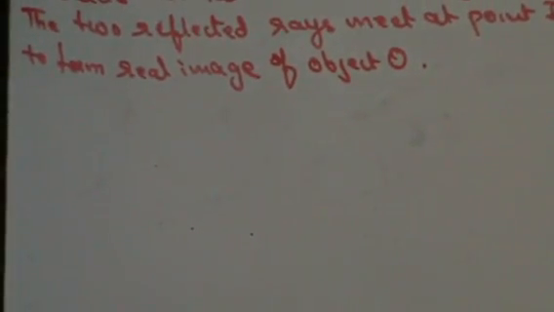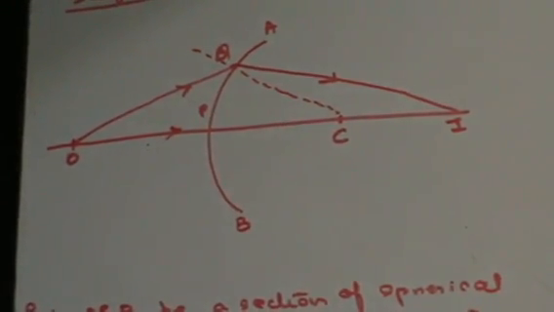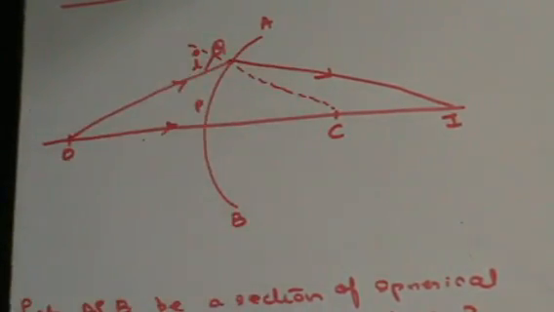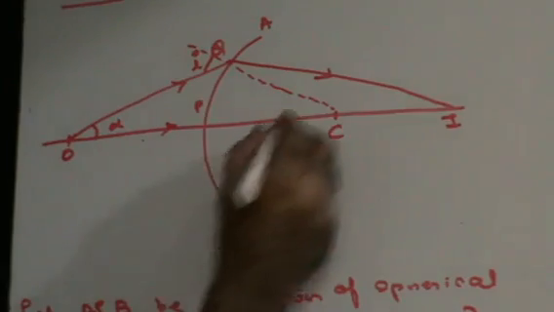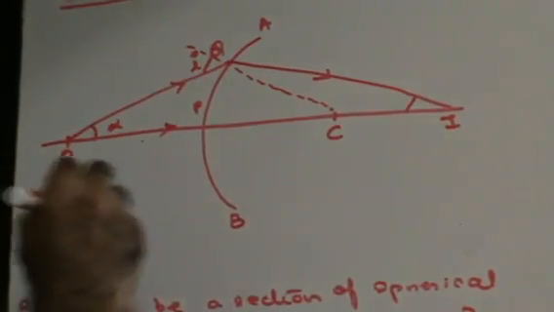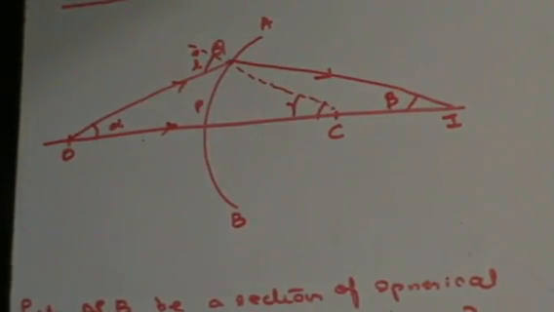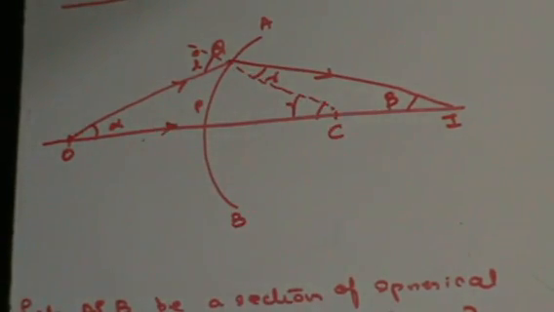Now, let's get a couple of angles here. Let's draw the normal to the surface. This is my normal to the surface, in which case this angle will be the angle of incidence. Let's assume that this angle is alpha. This is going to be beta and gamma. Let's assume this is beta, this is gamma, and this is my angle of refraction.